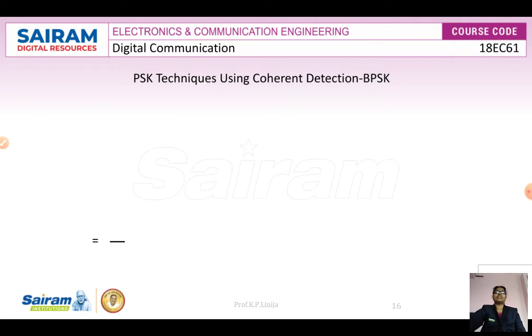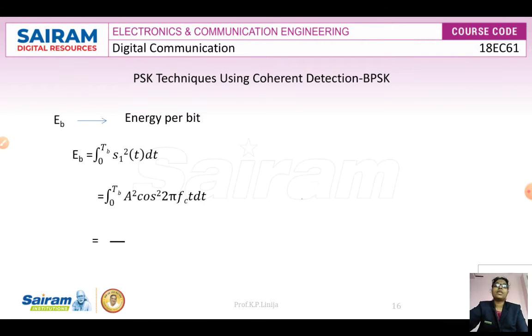Therefore, we can rewrite this expression, that is energy per bit EB. EB can be written as the integral from 0 to TB of S1 squared of t dt. We know that S1 of t is A cos 2 pi fct. Since it is S1 squared of t, we write it as A squared cos squared 2 pi fct dt. And we are aware of the trigonometric relationship cos squared theta is equal to 1 plus cos 2 theta divided by 2.